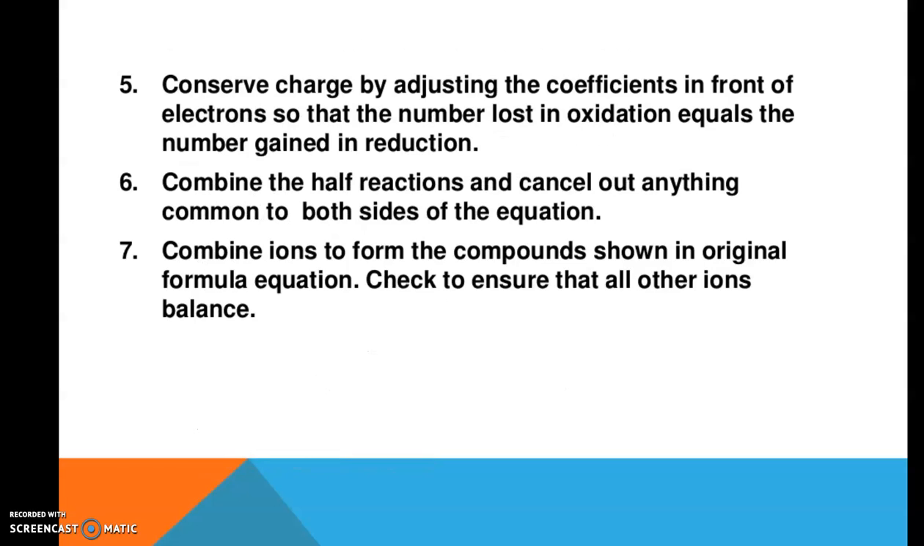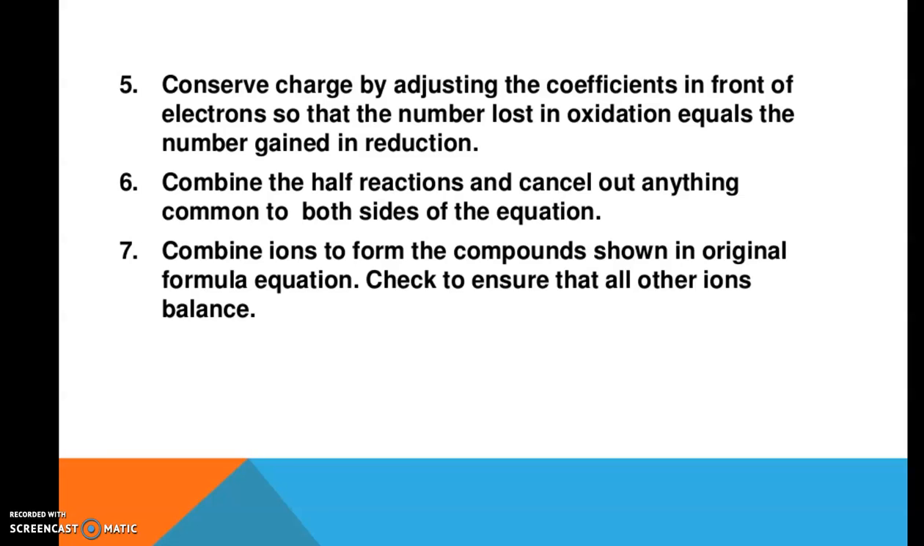Same. The next step is conserve charge by adjusting the coefficients in front of the electrons so that the number lost in oxidation equals the number gained in reduction. So we have to adjust the coefficients. Then only the oxidation and reduction numbers will be equal. It will be clear while doing the example. The next step is combine the half reactions and cancel out anything common.